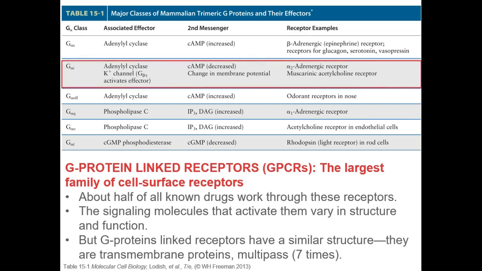It is possible, though, to have a G alpha sub I where the adenylyl cyclase is inhibited instead of activated, in which case cyclic AMP concentration will go down. So this is G alpha sub I. So there are different cells, different receptors that work via G alpha sub I rather than G alpha sub S.